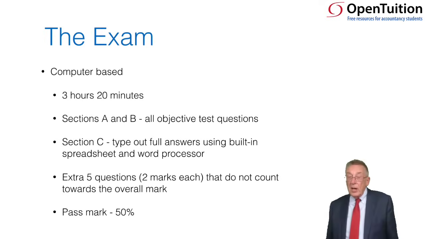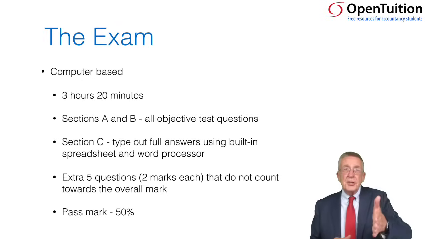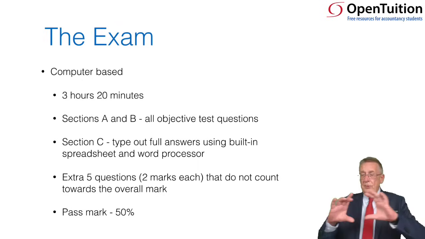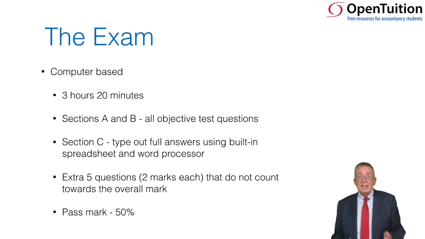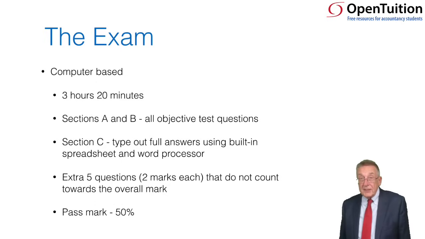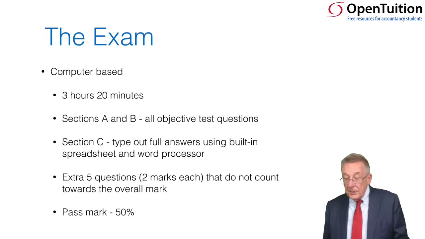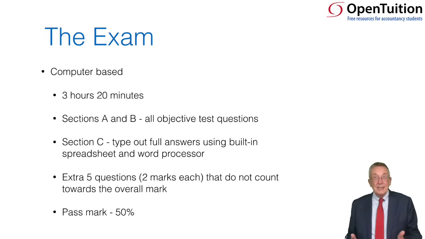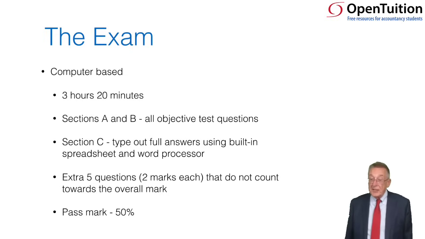Sections A and B are all objective test questions. Some of them you'll just choose a choice of 4 answers and you tick the right one. Others you have to calculate a figure and type it in, and so Section C, you'll type out full answers, but instead obviously of writing by hand, you'll do them on the computer, and there's a built-in spreadsheet and a built-in word processor. So when it's calculations, you'll use a spreadsheet. When it's theory, you'll use the word processor.